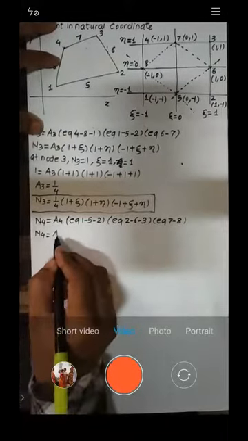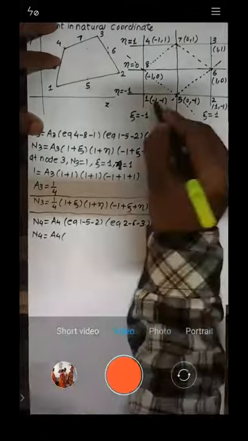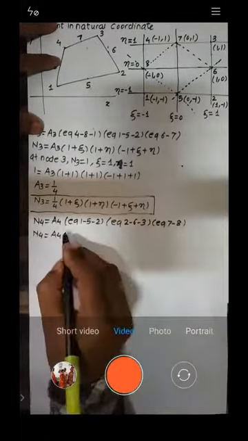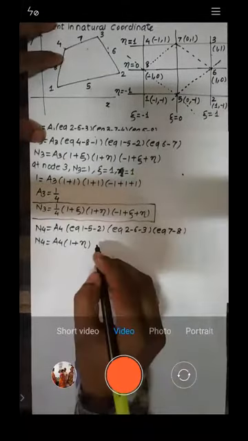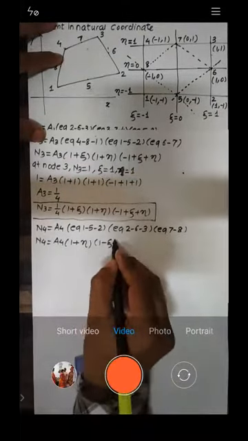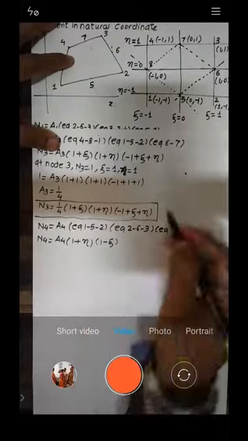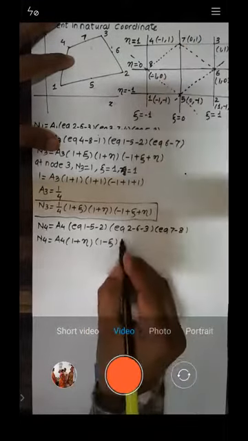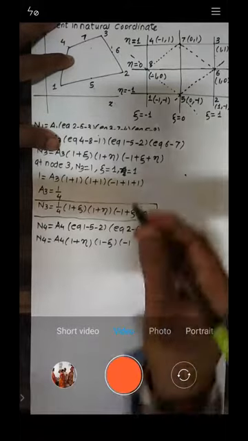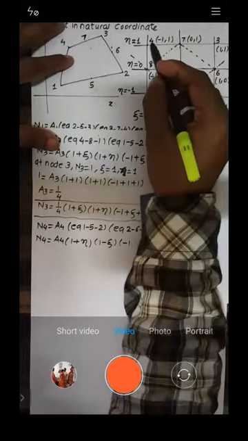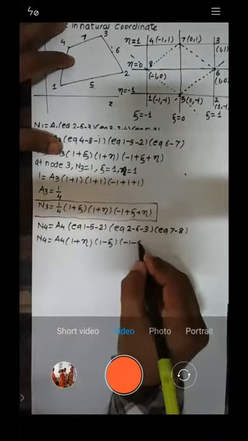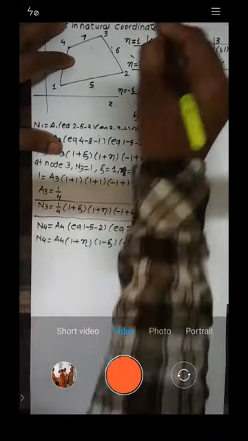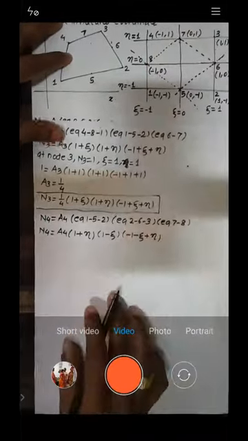N4 is equal to A4. Equation of 152, it is neta is equal to minus 1, so 1 plus neta. Equation of 263, it is zeta is equal to 1, that is 1 minus zeta. And the equation of 7, 8? So minus 1 you need to write down always. And what is the coordinate for node 4? It is minus zeta and plus neta. See here, minus zeta and plus neta.